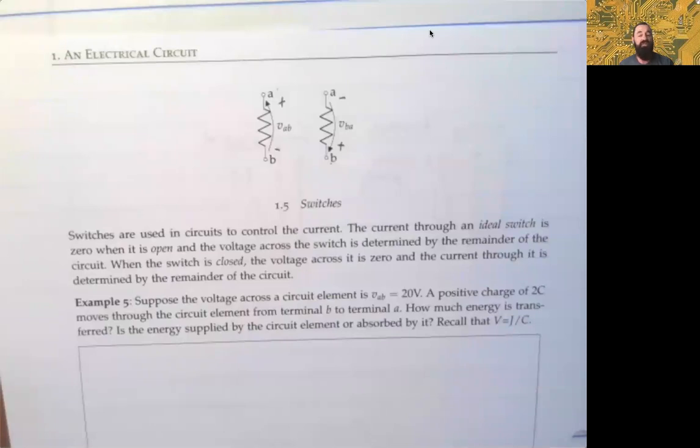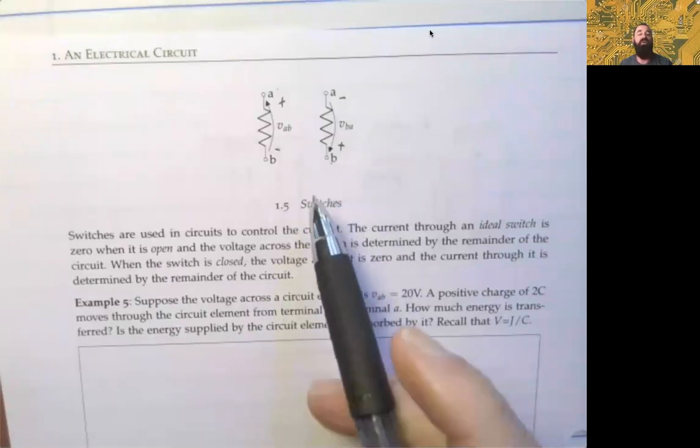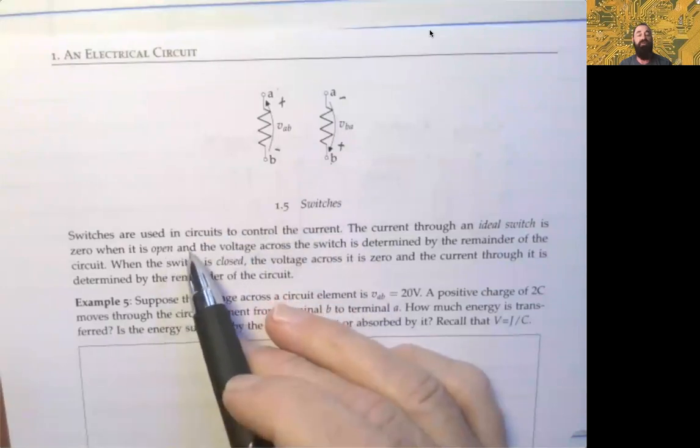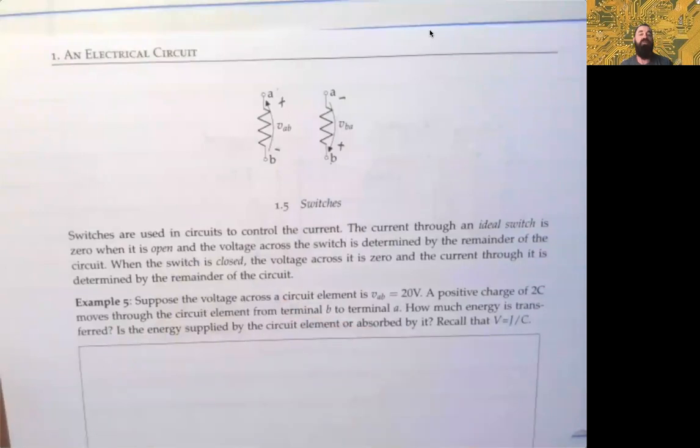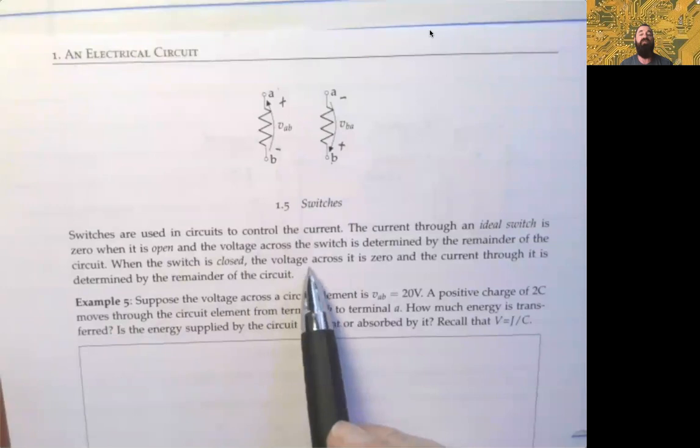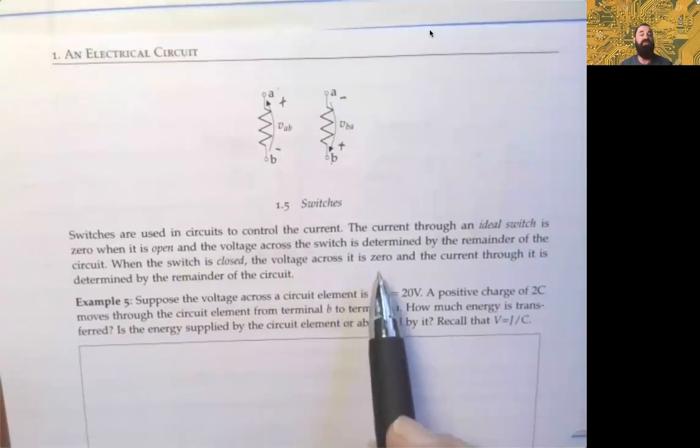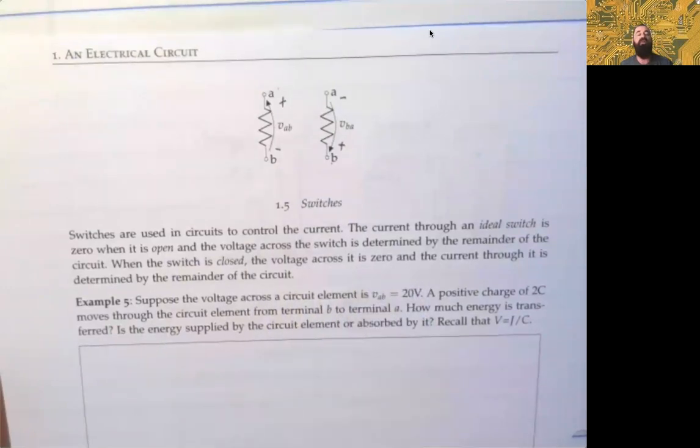And the voltage across the switch is determined by the rest of the circuit, all right? So it's very important to realize that when a switch is open, there is no current, but there is voltage across that switch. When the switch is closed, the voltage becomes 0, but the current is now flowing through the circuit.